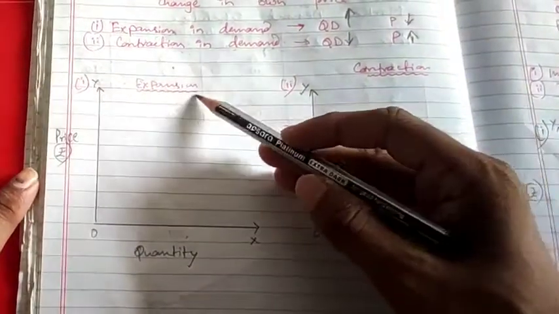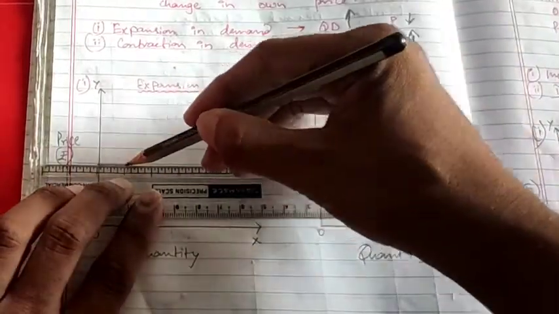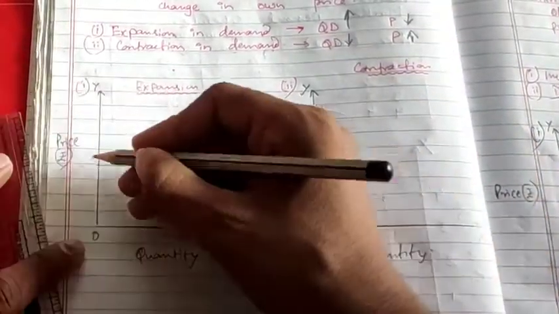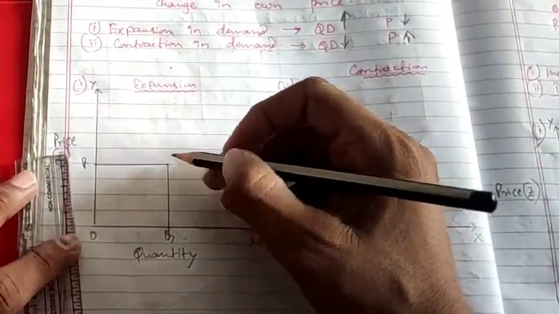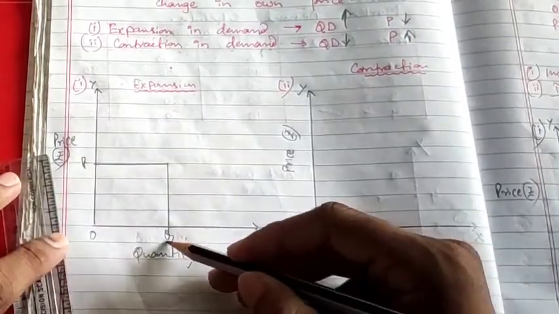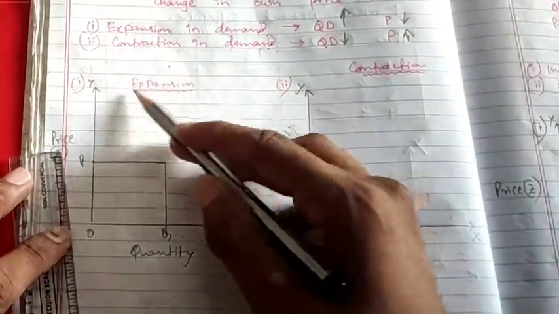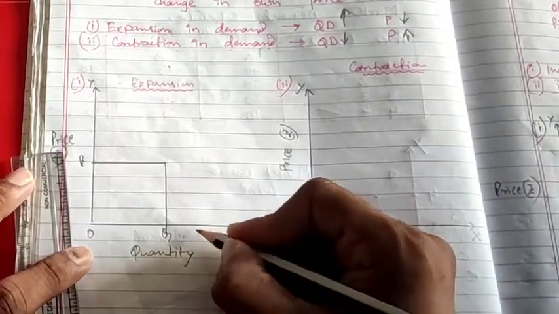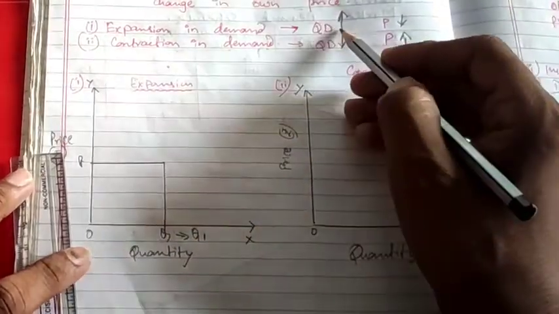So first let us see expansion in demand. I have already taught you how to make a demand curve. So let us first make price and quantity axes here. This is price and this is quantity. Clear? Now when price increases we go upward, and when price decreases we go downward, and when quantity increases we go rightward, and when quantity decreases we go leftward. So here it is expansion. Expansion means quantity will be increased. So the quantity came to Q1. Clear? And when quantity is increased, what happens to price? Price falls. So price is decreased to P1.